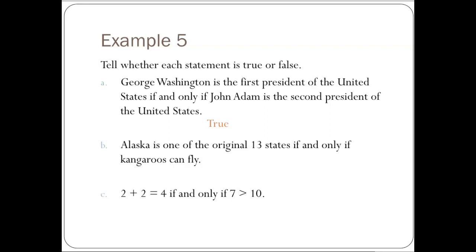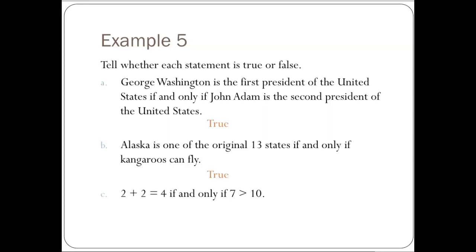Okay, Alaska is one of the original 13 states if and only if kangaroos can fly. Okay, look at each statement. Alaska is one of the original 13 states. It is most certainly not, so that is going to be a false statement. Kangaroos can fly. That is also false. So if both are false, then for our biconditional, since we see that if and only if in there, this is going to be true.